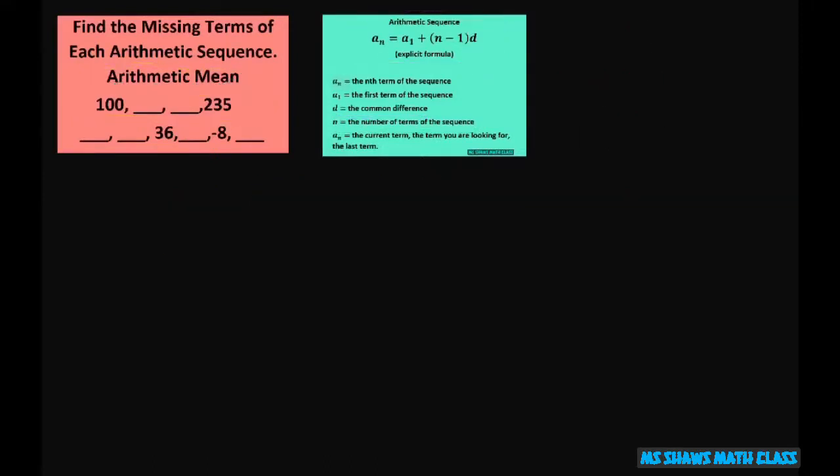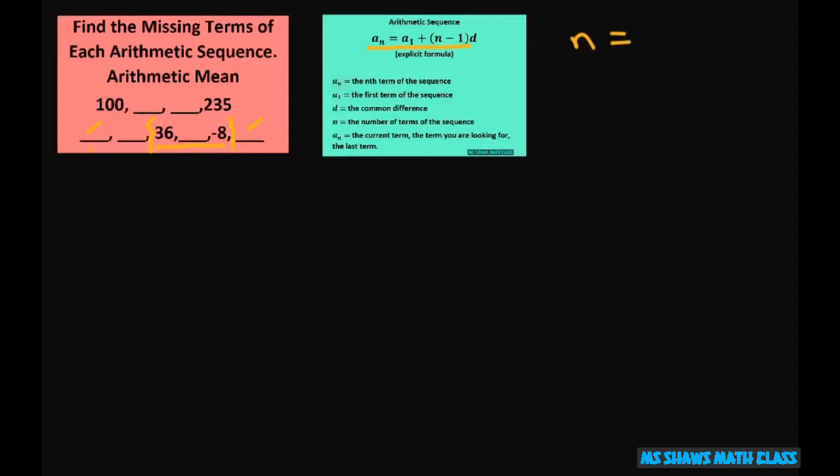Now in the second problem, we're going to do the same thing. The problem is we don't have a first term and we don't have a last term. So what I'm going to do is just look at those two. Now I can just take the mean and then see what the common difference is that way, but let's use our formula.